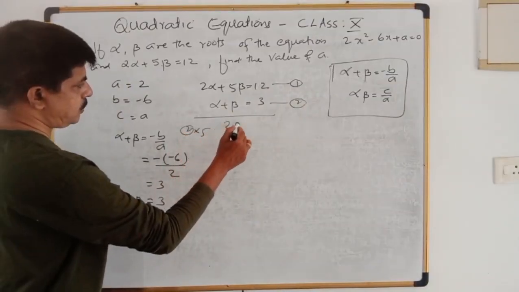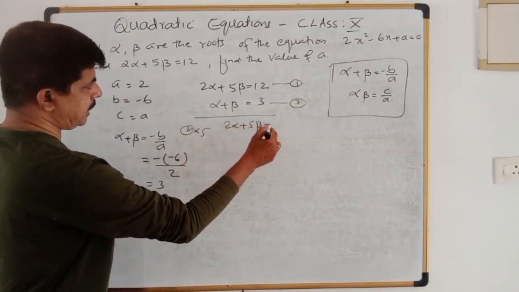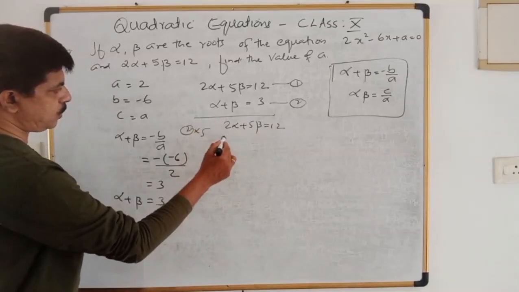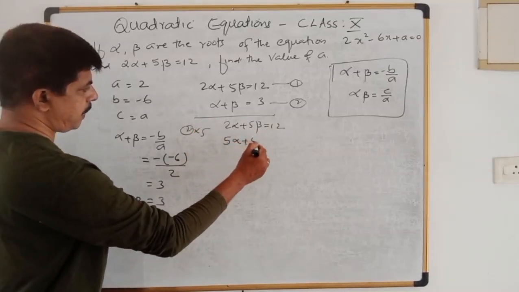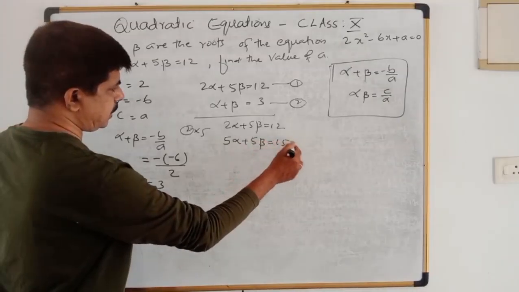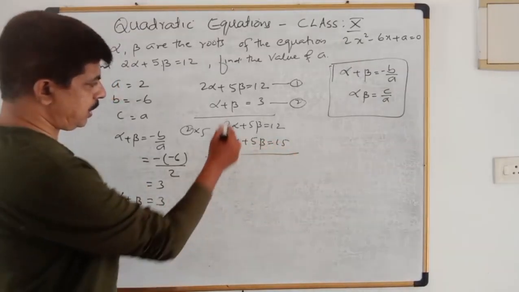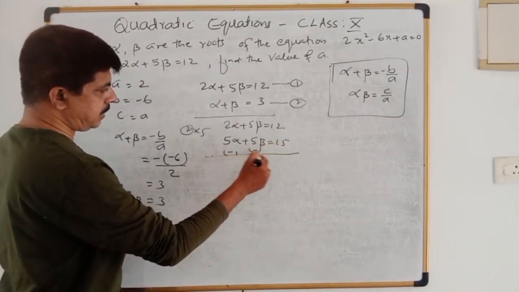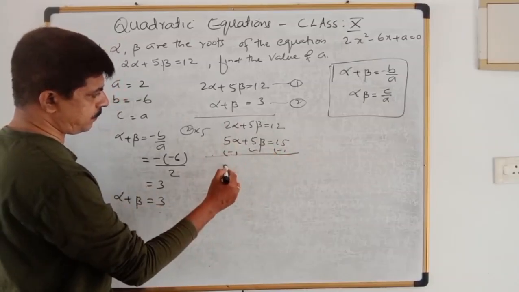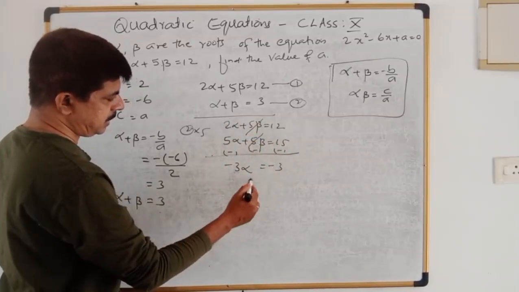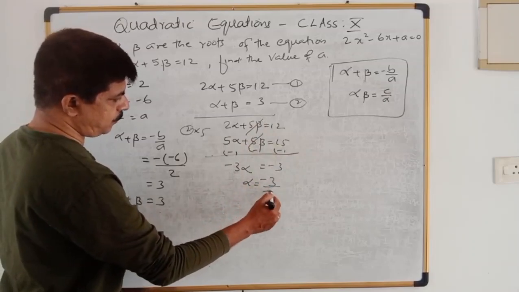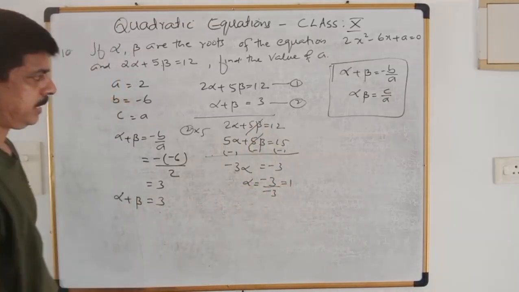Equation alpha plus beta equals 3 multiplied by 5 means 5 alpha plus 5 beta is equal to 15, and the other is 2 alpha plus 5 beta is equal to 12. Elimination method by changing sign: 2 minus 5, what? Minus 3 alpha. This is cut. 12 minus 15 is minus 3. So the value of alpha we got is positive 1.